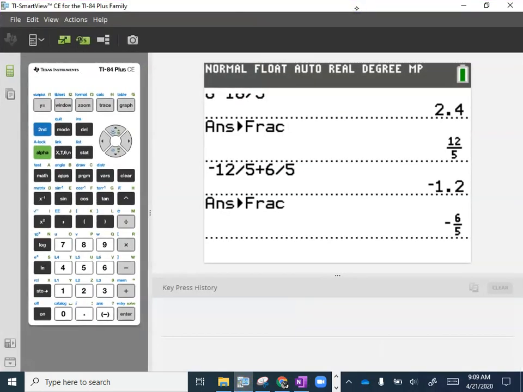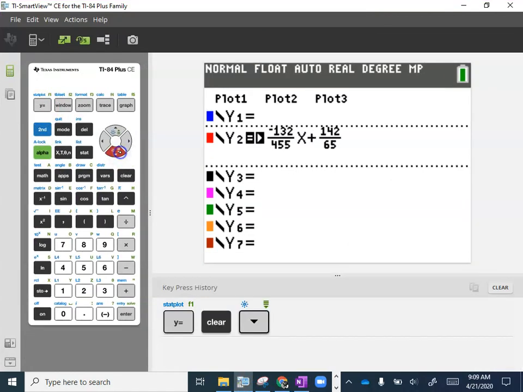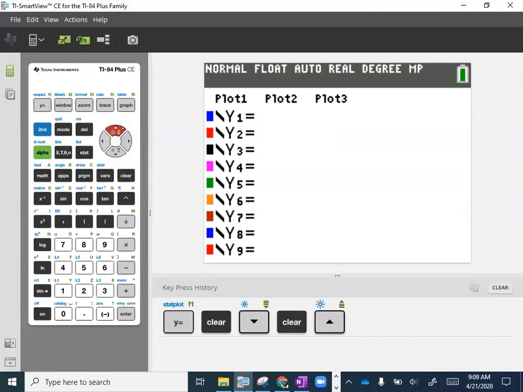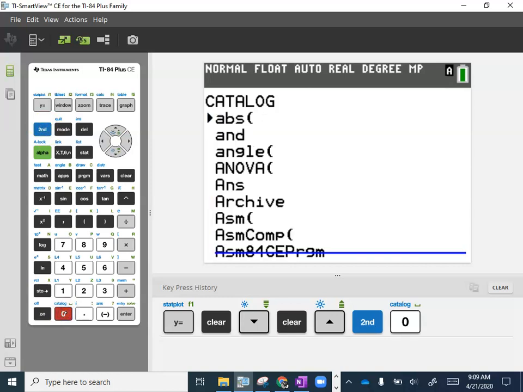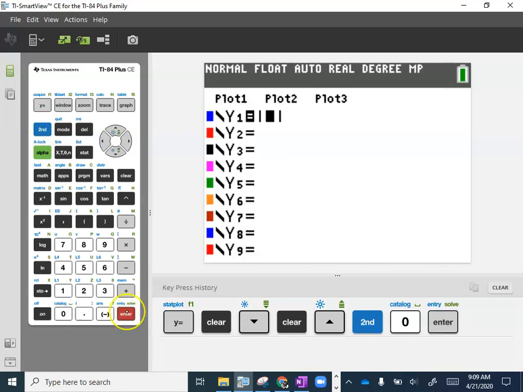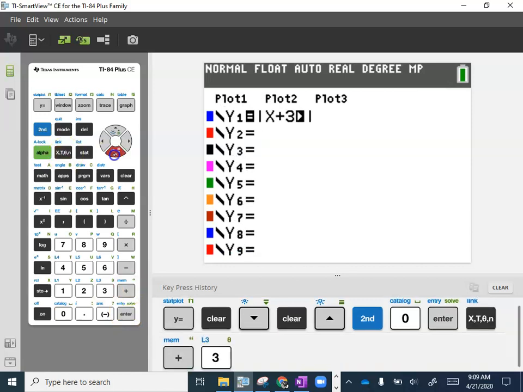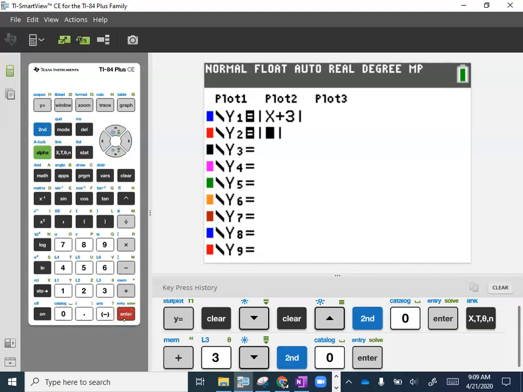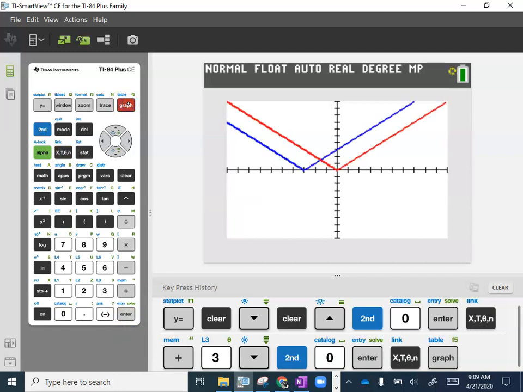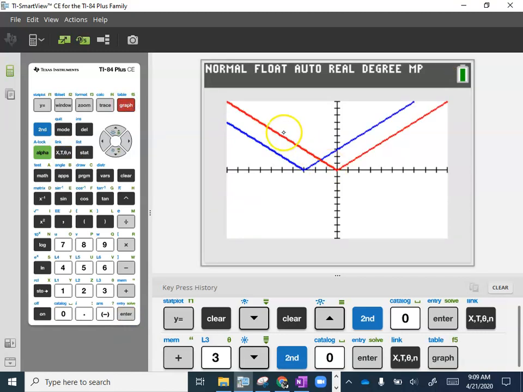So if you have your calculator, go into your y equals. Okay, so you can find absolute value in a few places. The easiest place is second 0, because you have absolute value in the catalog. You would just hit enter at ABS, and then you could do x plus 3. And I'm going to put the parent function in here as well. And then on your graph, our parent function's in red, and then our other function, what moved, is in blue.